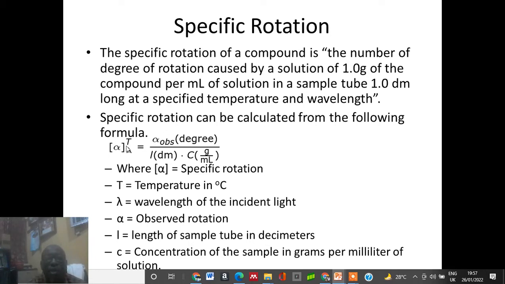This symbol here represents specific rotation, while you have alpha, the observed rotation, divided by the length of the sample tube and the concentration of the solution in grams per mL. Alpha in square brackets is the specific rotation. T is the temperature. Lambda is the wavelength of the incident light. Alpha that is not in brackets is the observed rotation. L is the length of the sample tube in decimeters. And C is the concentration of the sample in grams per milliliter of solution.